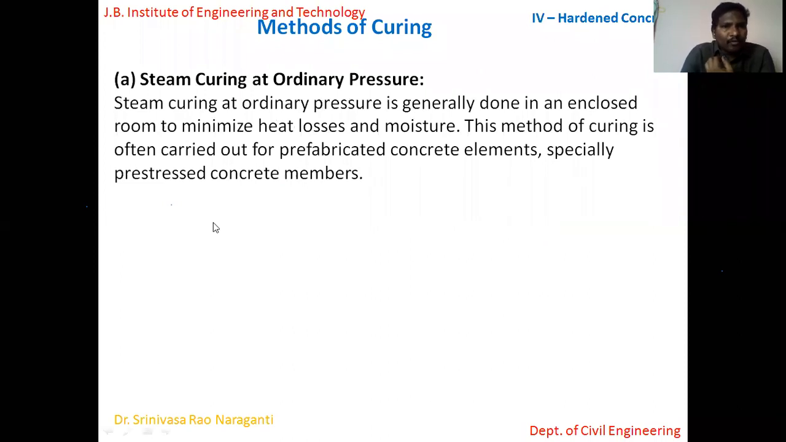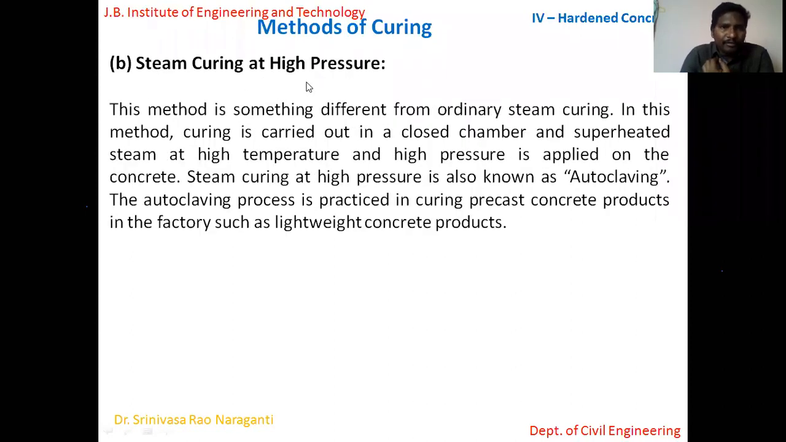Sometimes it's done at ordinary pressure. It's carried out usually on prefabricated structural elements, especially pre-stressed concrete members. But steam curing is also done at high pressure. At high pressure, it's known as the autoclaving technique. It's usually used in lightweight concrete products. The concrete gets cured very quickly because the steam is applied at very high temperature.